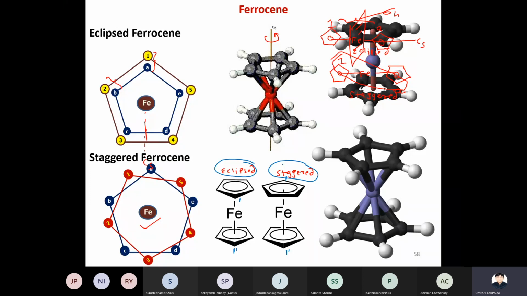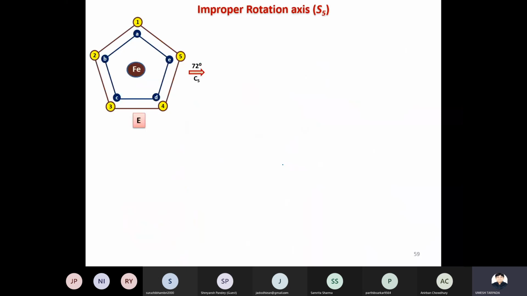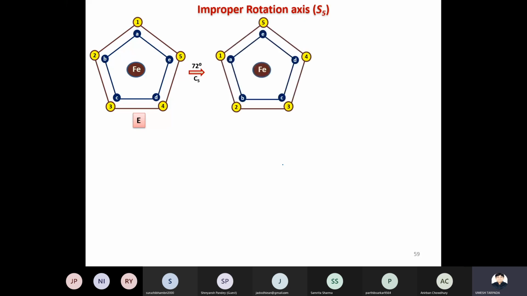Fe is in the center. The angle of rotation: it is a C5 axis. 360 circle is divided into 5 parts, and therefore angle of rotation is 72. If you give it rotation about this C5 axis, then 1 is coming to here, 2 is coming to position of 3, 3 is coming to position of 4 in this way. Similarly, A comes to position of B, B comes to position of C in this way.